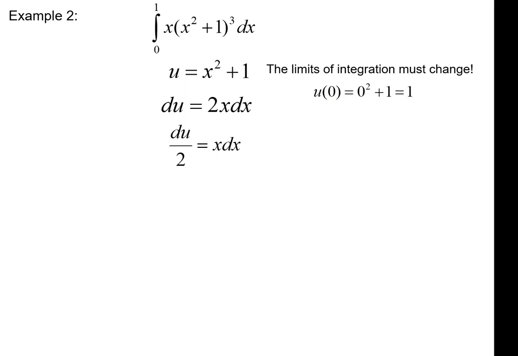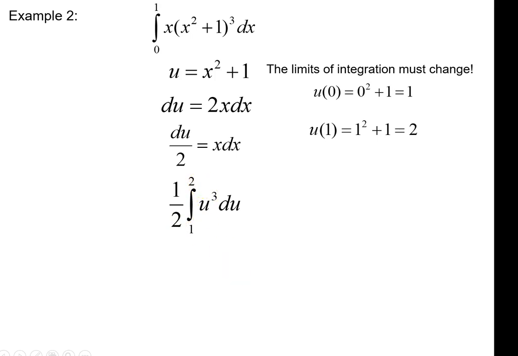So when x was 0, the value that corresponds to that in terms of u is now 1, because 0 squared plus 1, of course, is just 1. When I substitute 1 in for x, I get a u value of 2. So now my new integrand looks like this. We've got u to the third times 1/2 du, but the 1/2 moved to the front, and I've got 1 to 2 as my limits of integration.